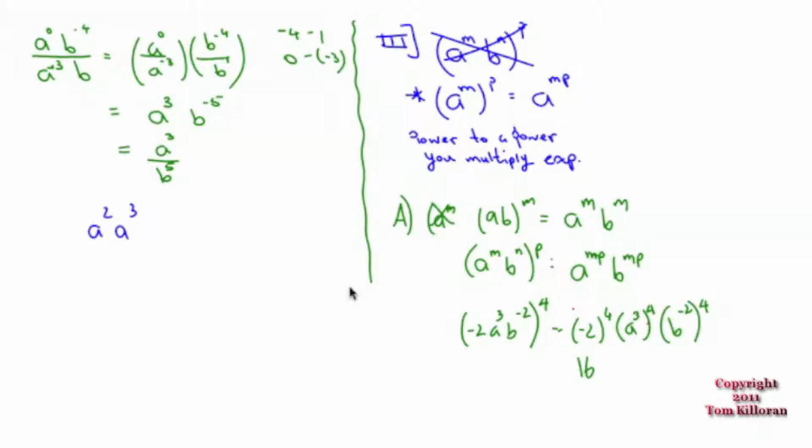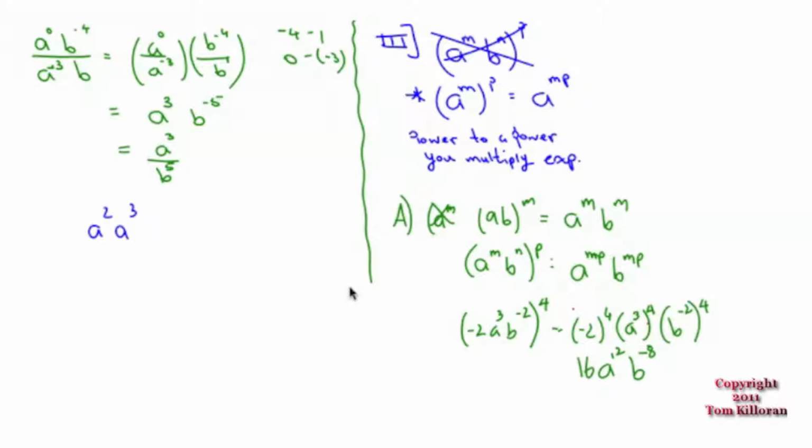A cubed to the 4th. A to the 12. Power to a power you multiply, so you get a to the 12. B to the -2 raised to the 4th. No, b to the -8th, because it would be -2 times 4. So it keeps us negative no matter what? Yeah, I mean, it's -2 times 4. Oh, that's right. Okay. It's going to be -8. I'm still thinking.